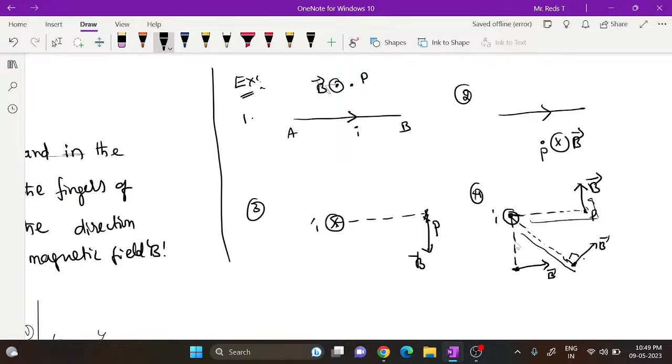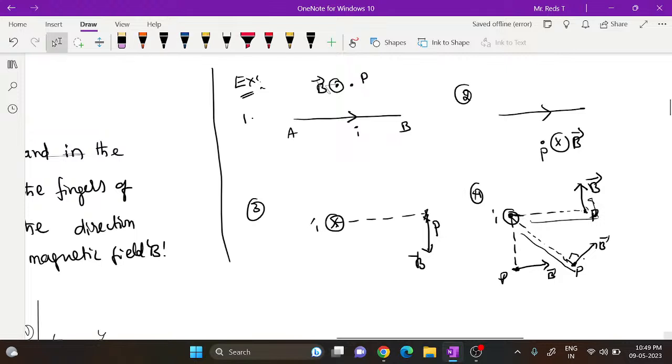Stretch the thumb in the outward direction from the page or screen, and then stretch the fingers onto the point. You can mark this as point P, you can mark P only, or PQR, something like that. Then the direction of field will be given like this. This is how we have to understand the right hand palm rule and how it is giving the direction of magnetic field in different cases.